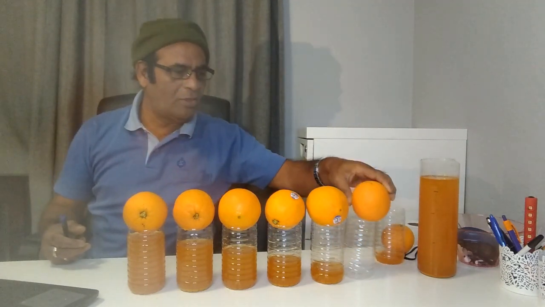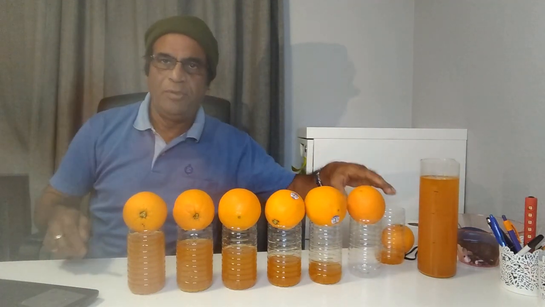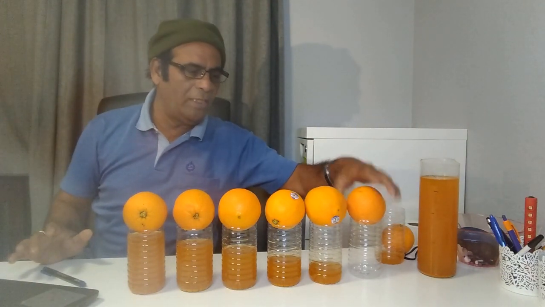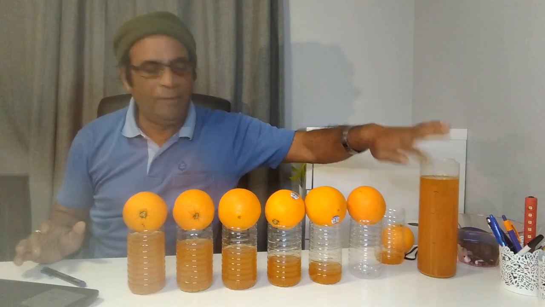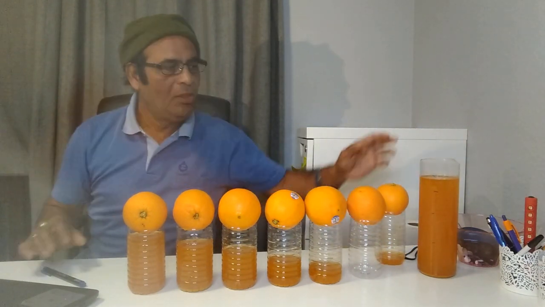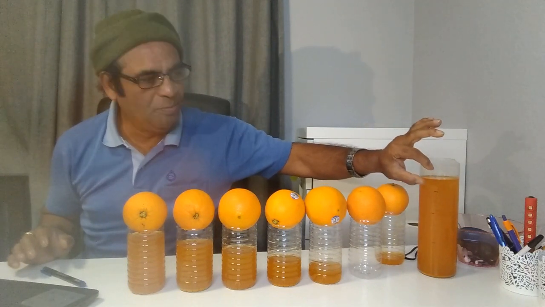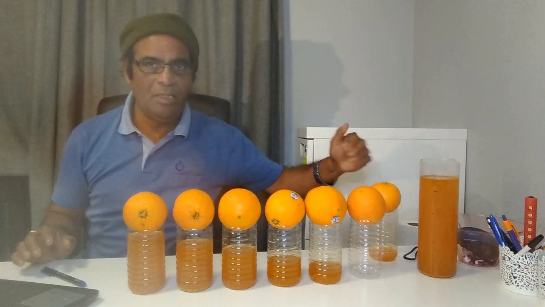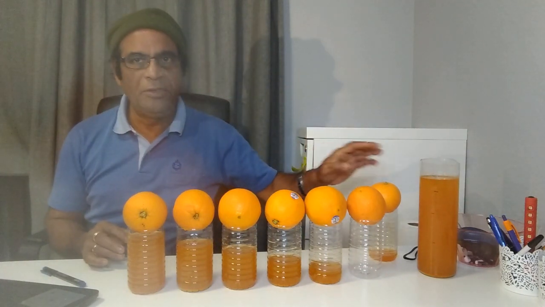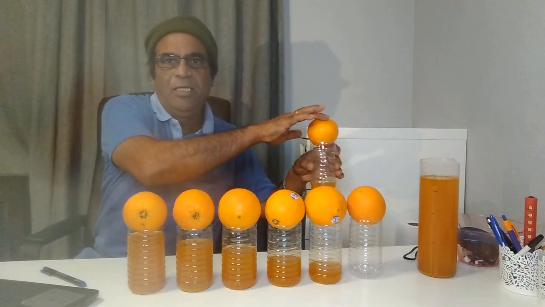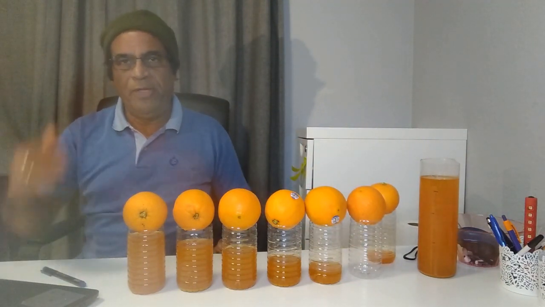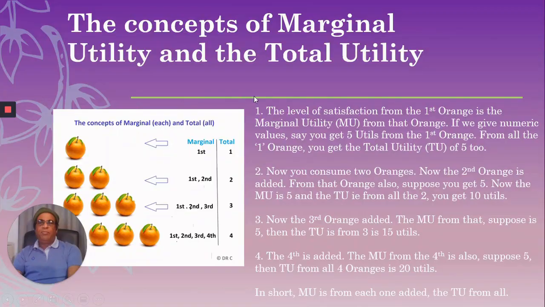From the sixth orange, there is no utility. There is no satisfaction. We are fed up. So nothing is added. So it remains 30. From the seventh orange, there is a minus. So I have taken out 2 from here. So I keep it a little away. So the total now came down from 30 to 28 because this much is negative. I shall explain with the PowerPoint and the graphs and table also.